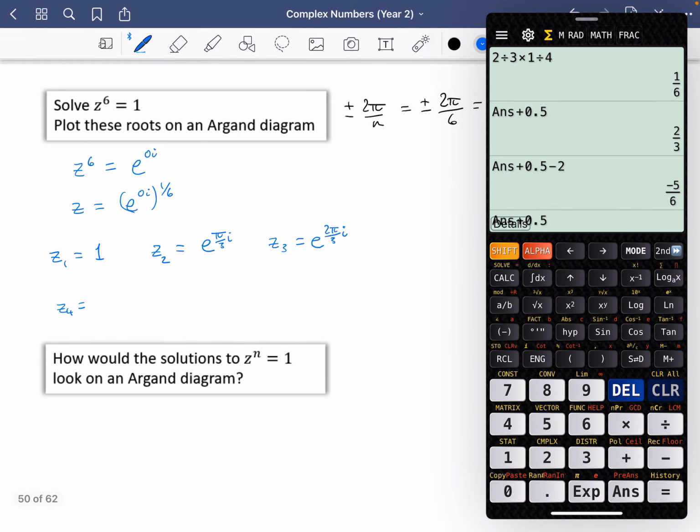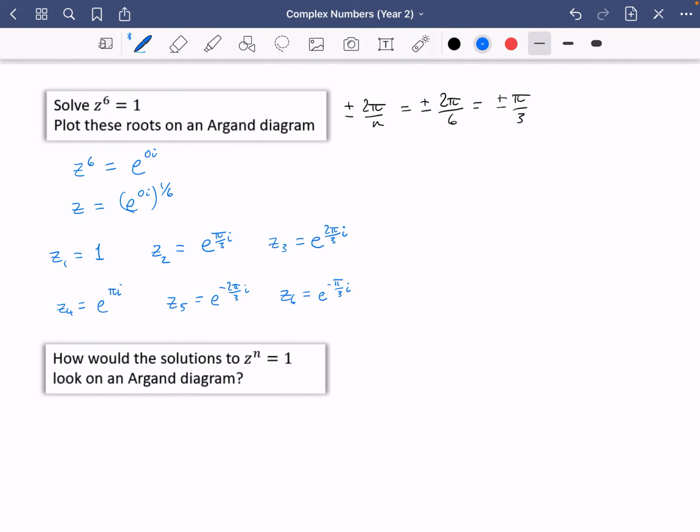If I add on another pi over 3, this is pretty obvious, I'm just going to get e to the 3 pi over 3, which is just e to the pi i. And if I do z to the 5, I would get e to the 4 pi over 3. Now 4 pi over 3 is outside of the range, so I will subtract 2 pi, which gives e to the minus 2 pi over 3 i. And z to the 6, well, I can add on another pi over 3 to this, and I get minus pi over 3. You'll notice that e to the pi i, we actually know that that one is minus 1 as well.